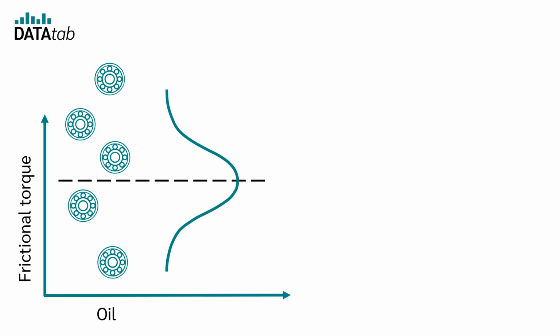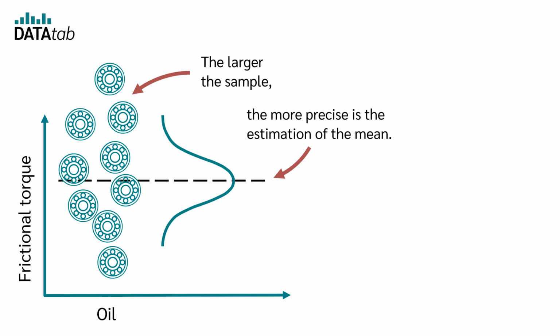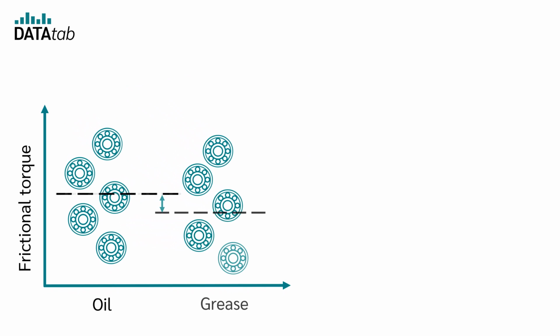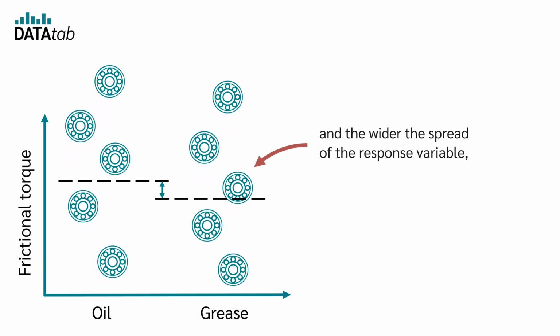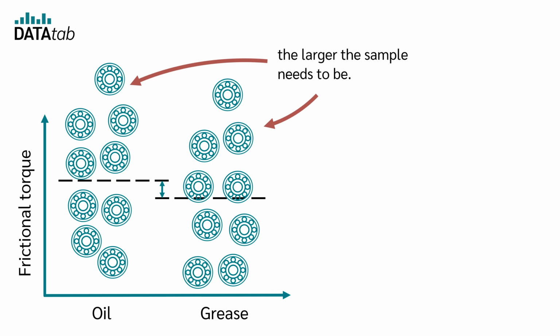Fortunately, the variability of the mean value can be reduced by increasing the sample size. The larger the sample size, the more precise is the estimation of the mean. Therefore, the smaller the effect and the wider the spread of the response variable, the larger the sample needs to be.